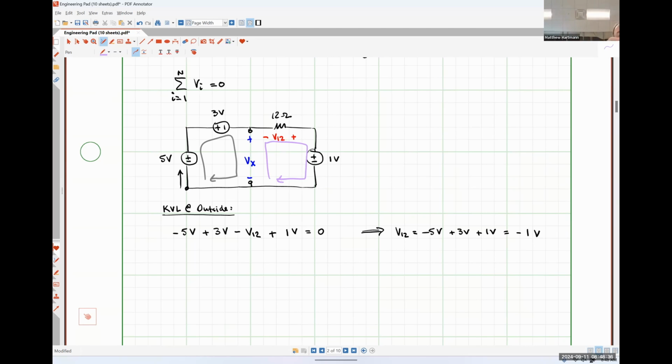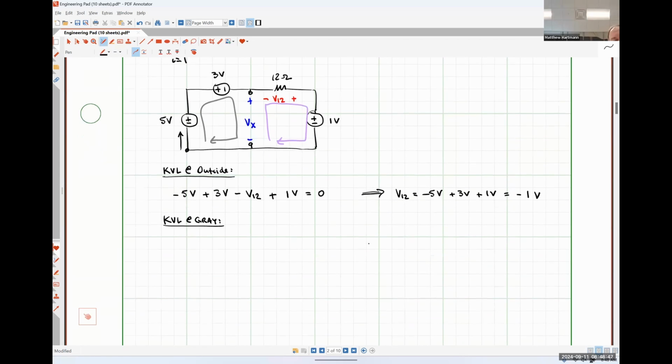So let's write KVL around the gray loop. So we would have negative 5 volts plus 3 volts plus Vx is equal to 0. And then we could solve that and say that Vx is going to be 5 volts minus 3 volts is 2 volts.